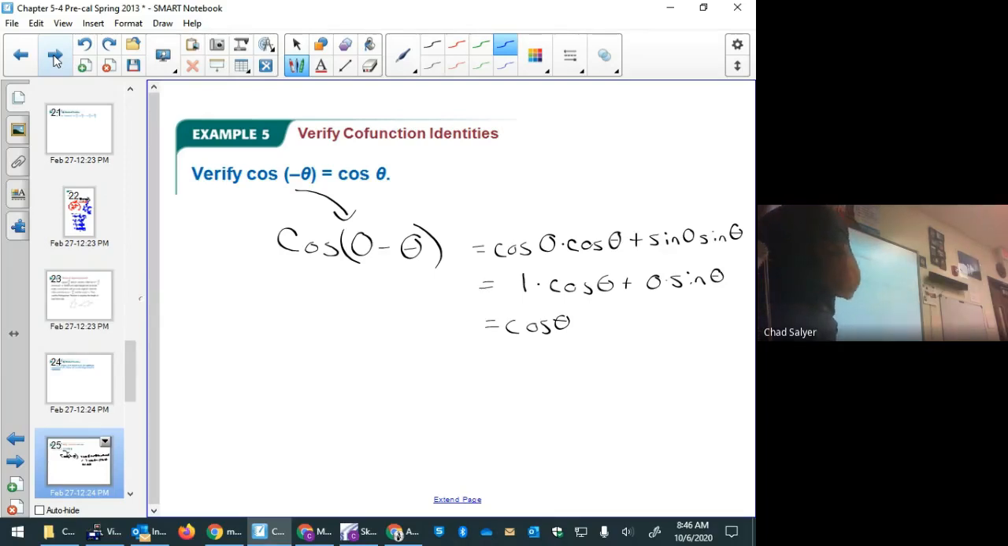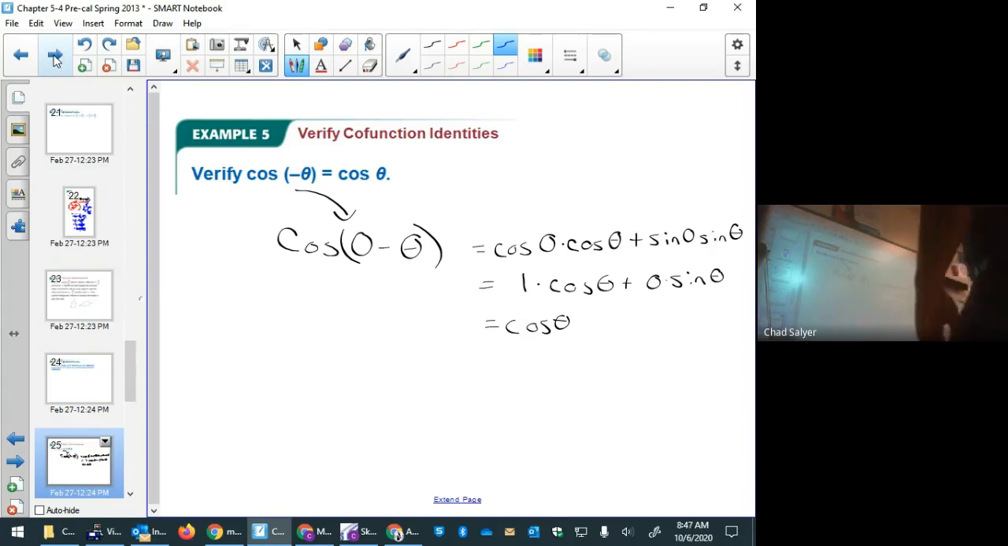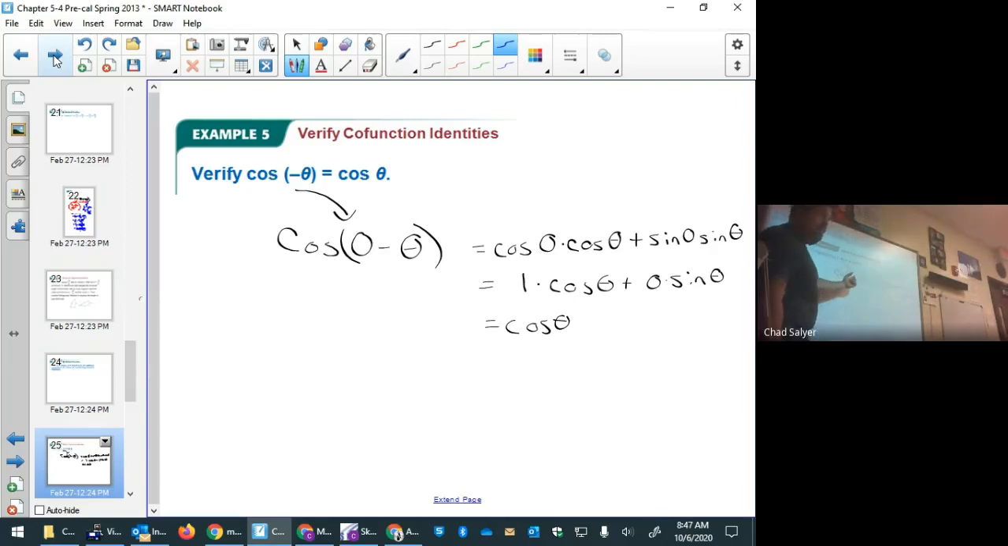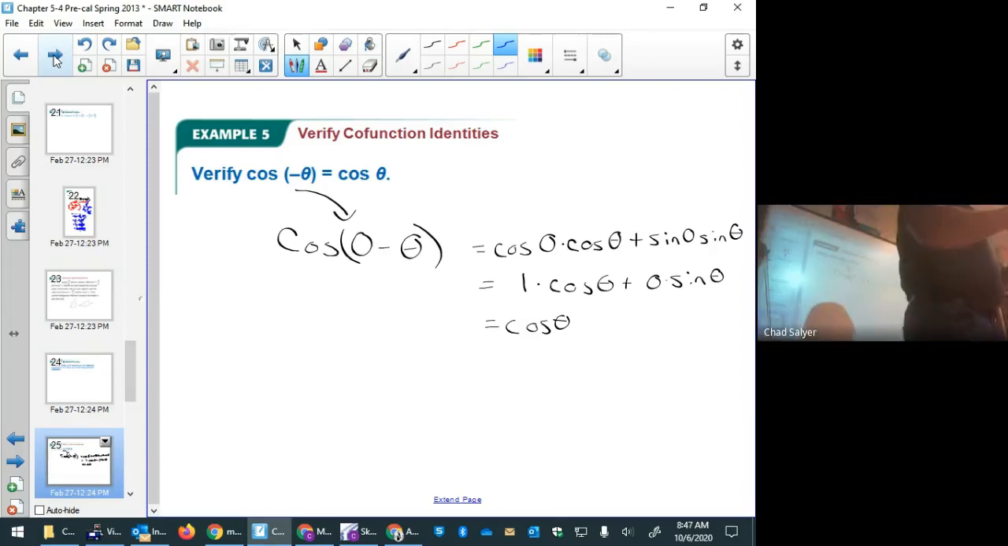So, verifying cofunction identities. You'll notice I've already got this one written up here, because it's a very counterintuitive problem. In other words, verifying a cofunction using a sum or a difference. Here's one way you can do it. Let 0 be alpha and negative theta be beta, which nicely rhymes. Then you plug them into the cosine difference formula, and you'll get this verification. So this is an example of using one identity to verify another. Each identity is built on the last, in a sense.